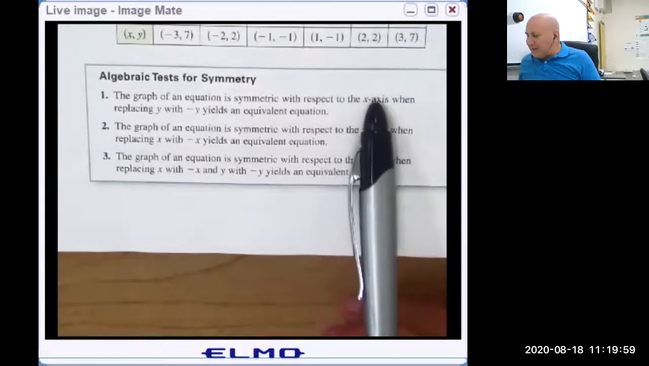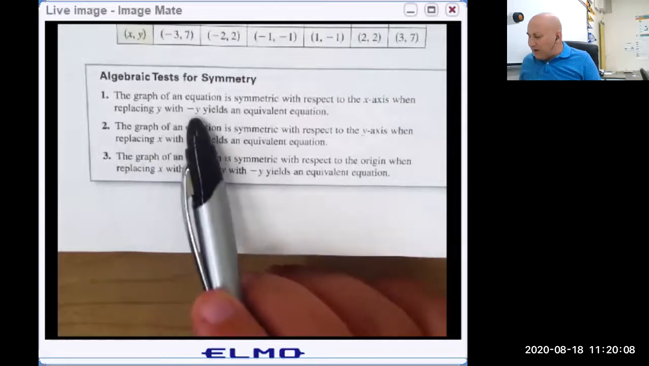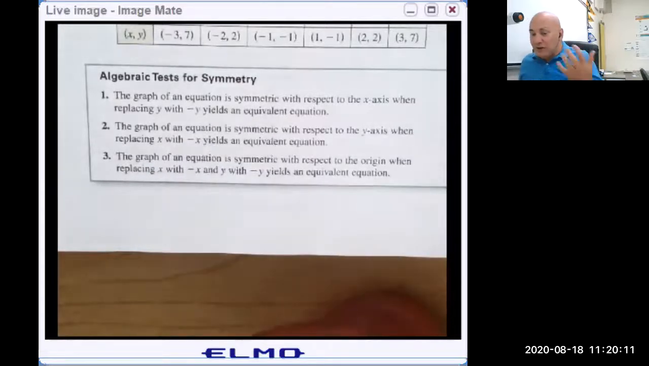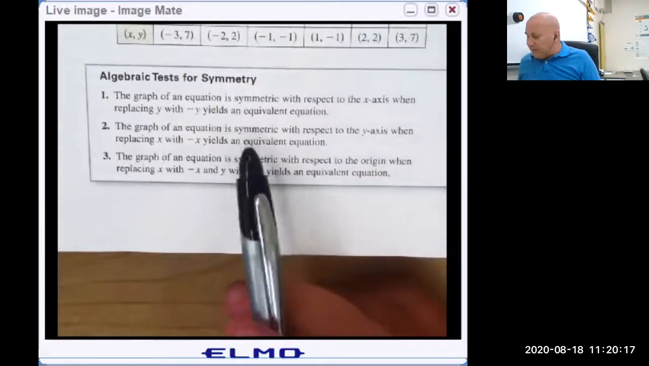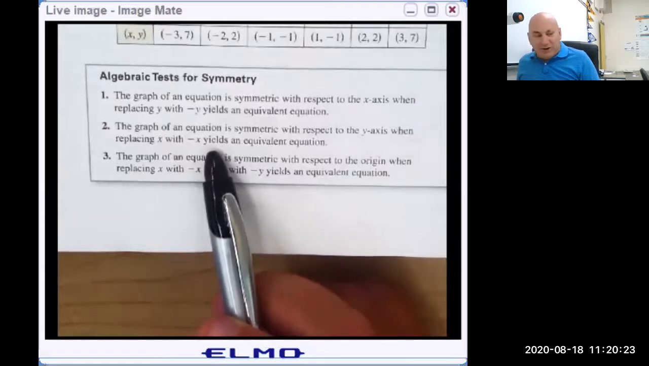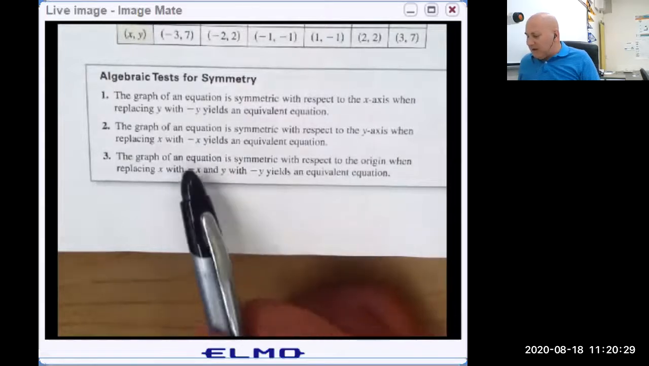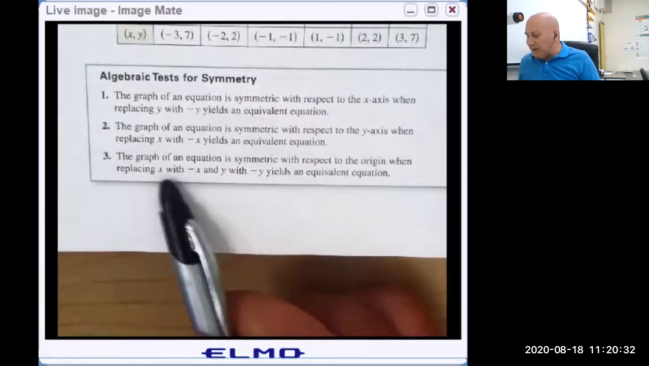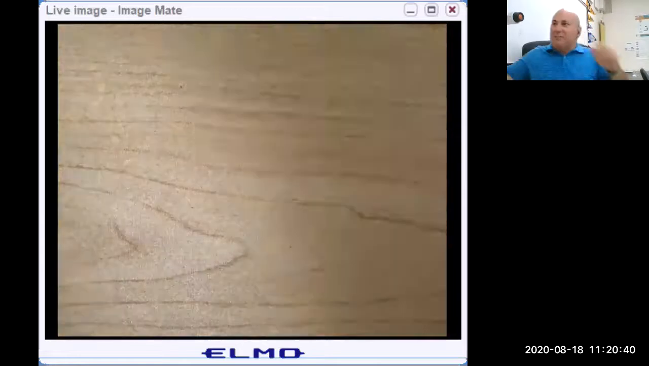So if something has x-axis symmetry, in other words, it is a mirror image over the x-axis, if you replace y with negative y and you get exactly the same equation. We're going to do that in the next slide. For y-axis symmetry, if you replace x with negative x, go back and take a look at those last few slides and you'll see that we actually did this in the pictures. And then for origin symmetry, you replace x with negative x, y with negative y, and you still get the same equation. So let's do that now.